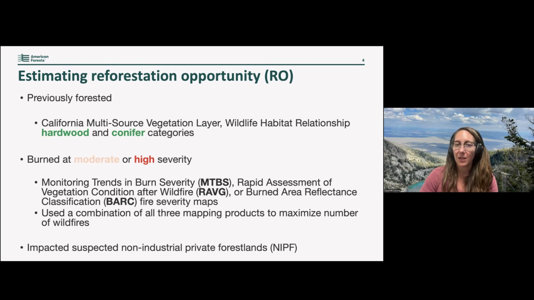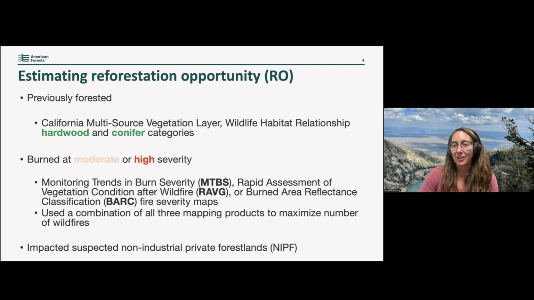But what we talked about when we were thinking about areas that were previously forested, we used California's multi-source vegetation layer, the wildlife habitat relationships, and we looked at both hardwood and conifer categories. So we didn't restrict this to just conifer forest types. We do have hardwoods in there, so that's something to consider. But we really did want to focus on those areas that had forest lands prior to being burned.